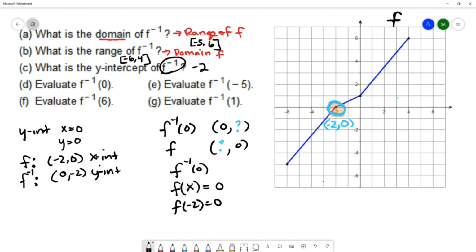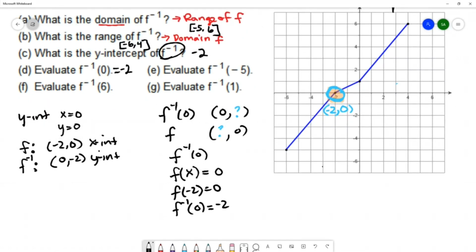So you can see how easy it is to get confused on this. So you get f of negative 2 equals 0, and that is f inverse of 0 equals negative 2. So this one, the answer is negative 2. Okay, so let's try it again so we can get a little bit more clarity.